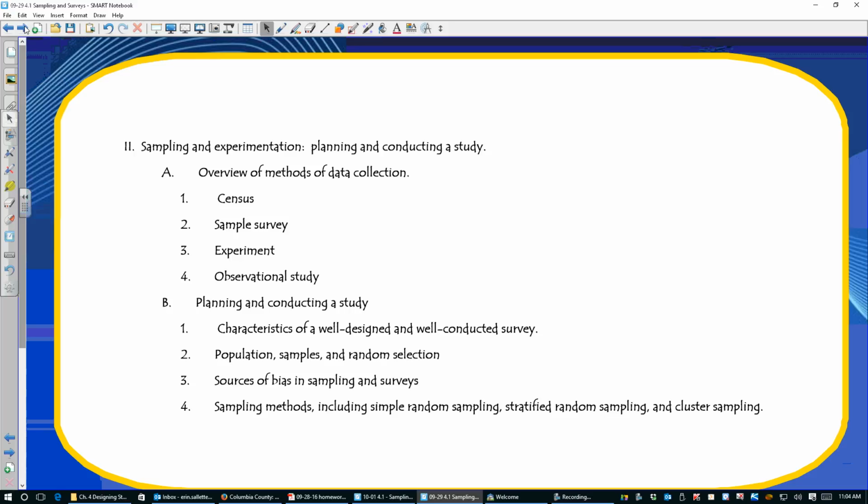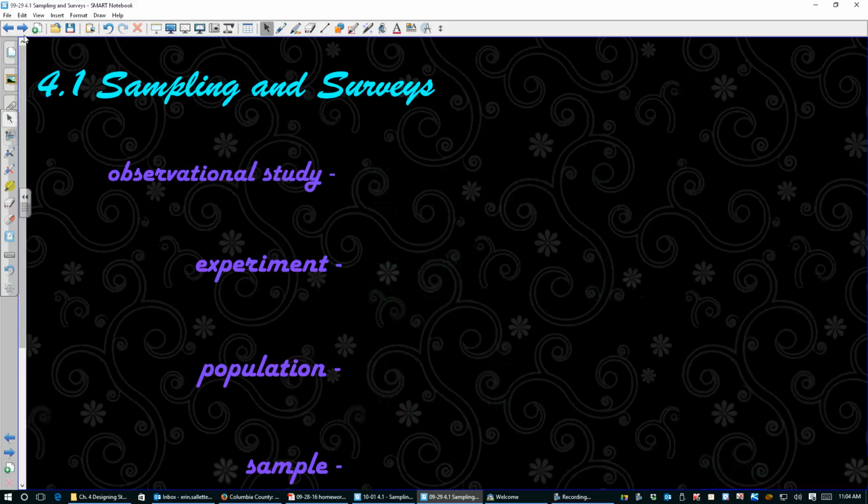These are your new standards that we're going to be reviewing in this chapter. So we're going to talk about methods of data collection and studies. Let's start by talking about sampling and surveys.